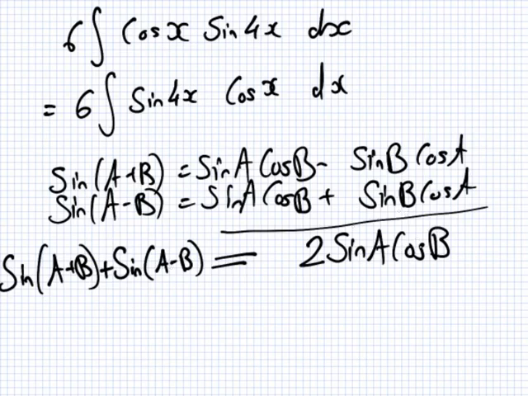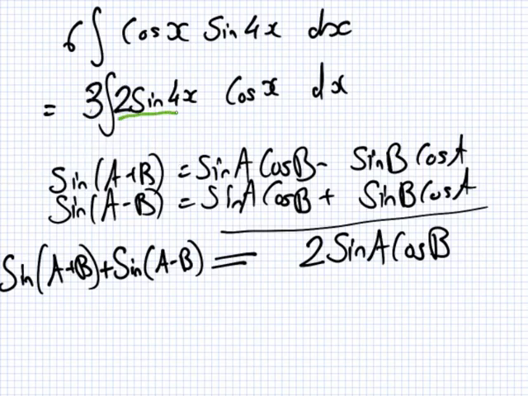Do I have 2 sine a cos b in my integration up here? Is this the same thing as this? Yes. Nearly, except for the 6. Yeah, I need the 2. Easy peasy. I'll just change 6 into 2 multiplied by 3.